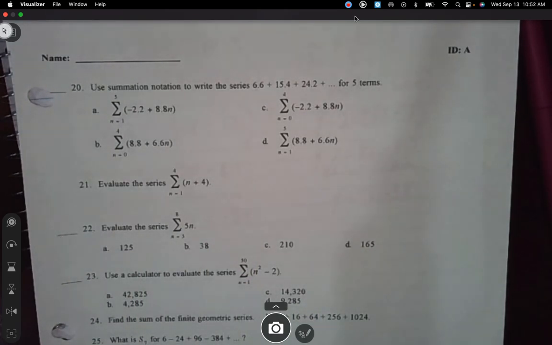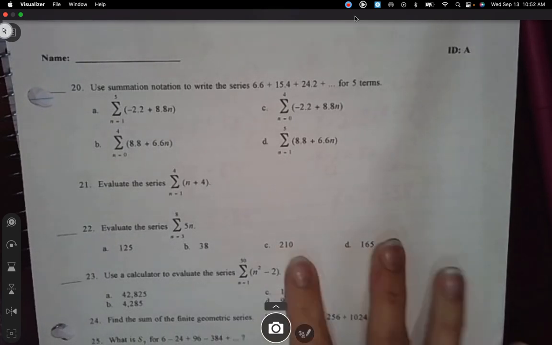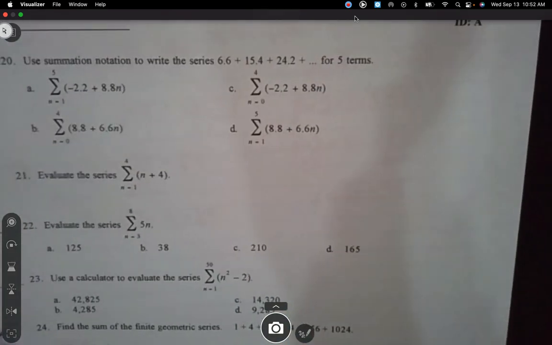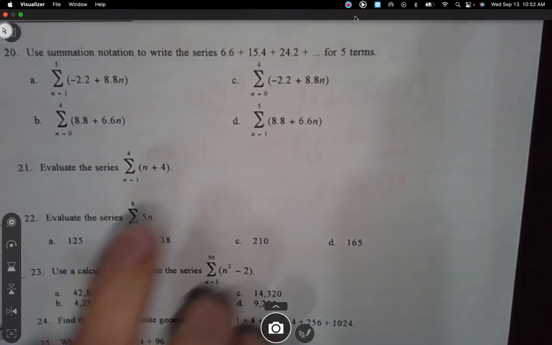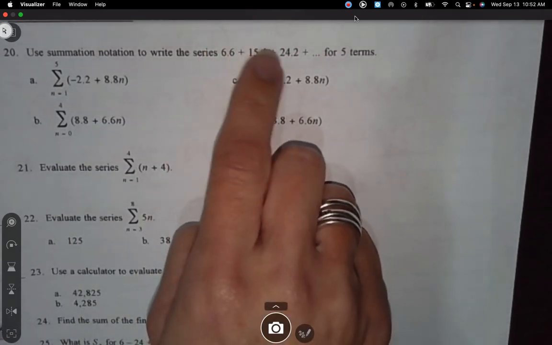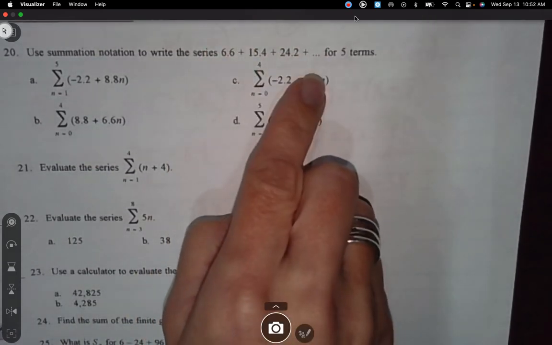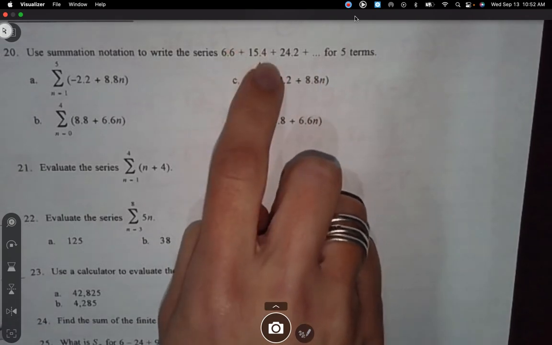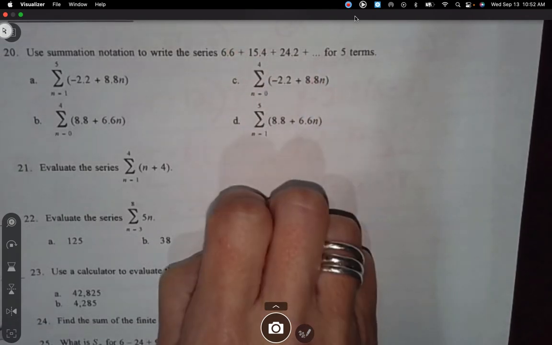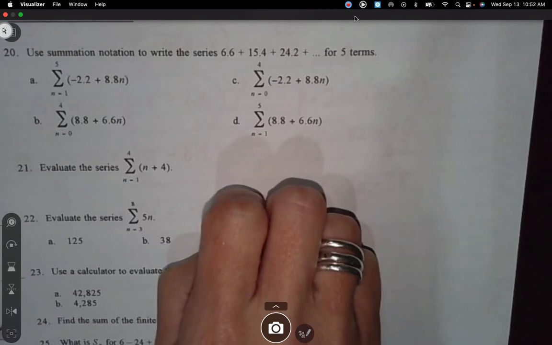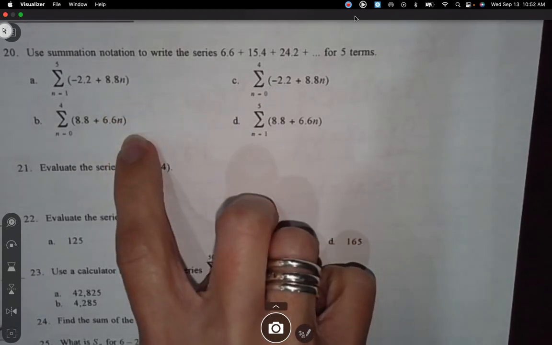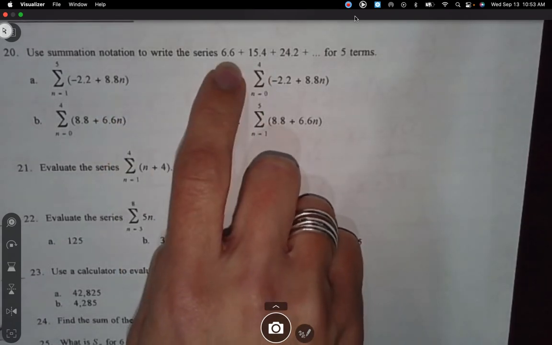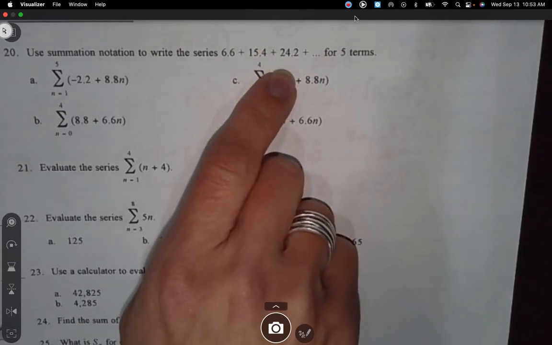All right, summation notation. So the first thing you have to do is figure out a formula, right? And are we adding the same thing? I'm guessing we are. So first of all, what are we adding every time? You're adding 8.8. I knew it was either 8.8 or 6.6. But anyway, so she says we're adding 8.8.